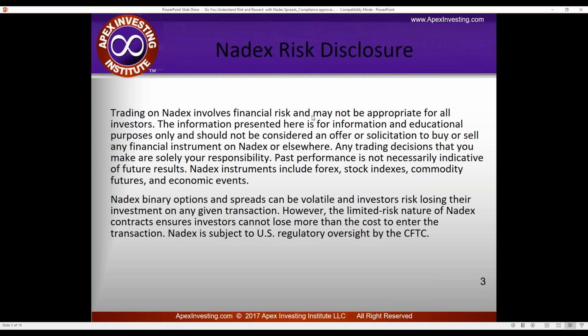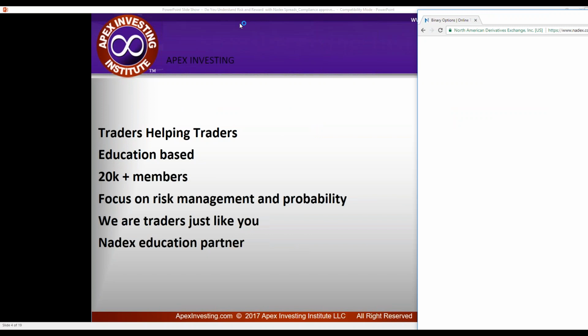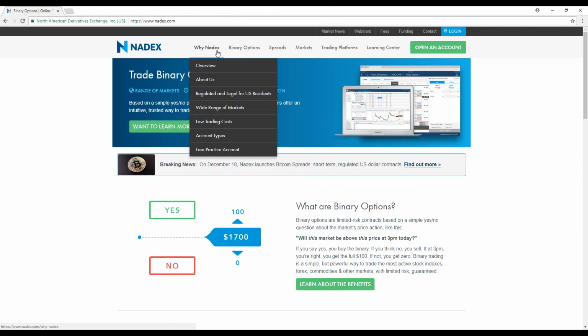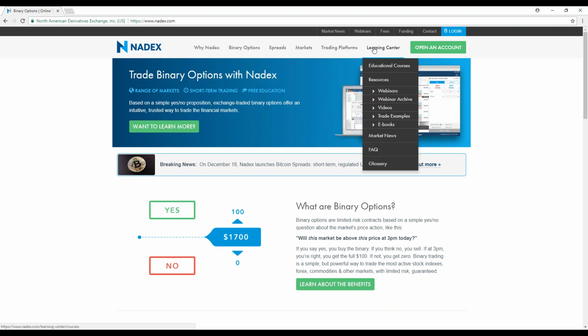So let's start off by hopping on over here real quick. For those of you that are new, if you hop on over to nadex.com, you can go through some of these top tabs here. Nadex basically offers two different products. They offer binary options and spreads. Those are two very different products. You can go through these tabs here and get some good information about what each of those products are and how they work. I want to bring your attention over here real quick to the Learning Center.